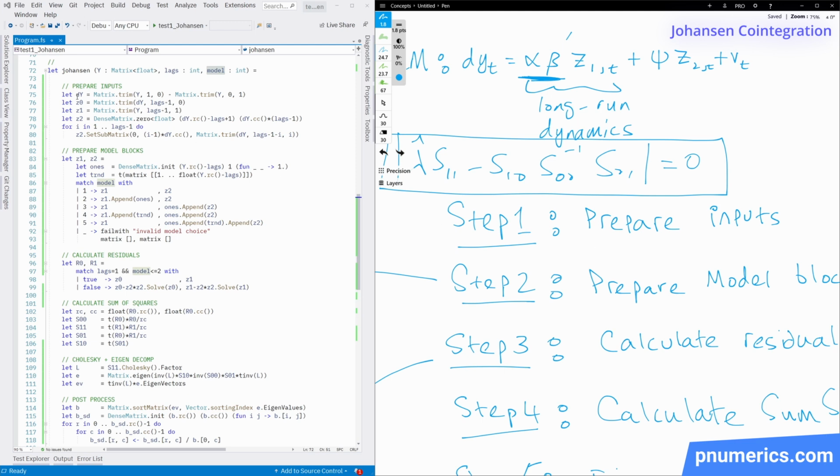Now, we need a couple of inputs known as dy, z0, z1, z2. Okay, what is dy? dy simply differences the matrix, the level matrix. Okay, that's all it does. And that's dy. Z0 trims the top of the difference matrix by the lags. Okay, so dy and z0 are very similar. Now, z1 is important in that it's in levels. Notice that it is a matrix that is in levels. Z2 here is a wide matrix of differences.